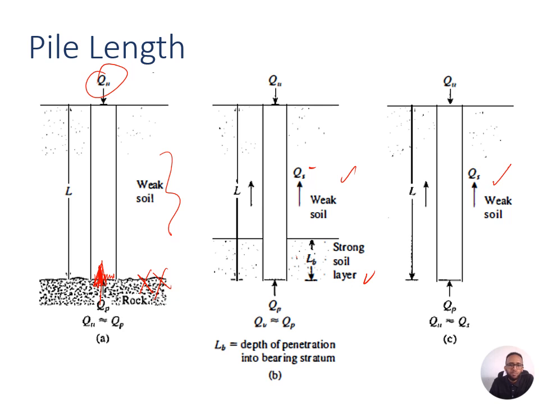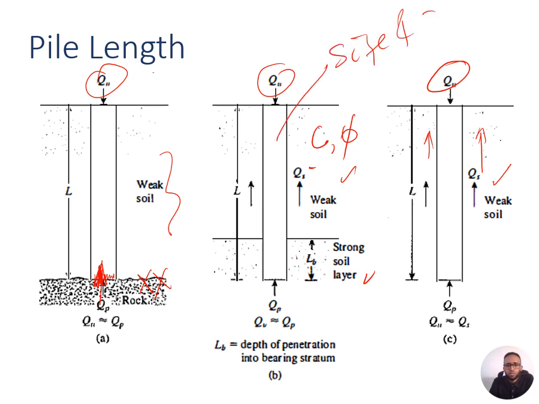In figure C, we have frictional resistance only, since the entire soil layer is weak soil, so the friction pile length depends on the soil shear strength parameters, for example, C and phi, and also the applied loads from the superstructure, and also the pile size and shape. So engineers must have a strong grasp of soil-pile interaction, along with sound judgment and experience.